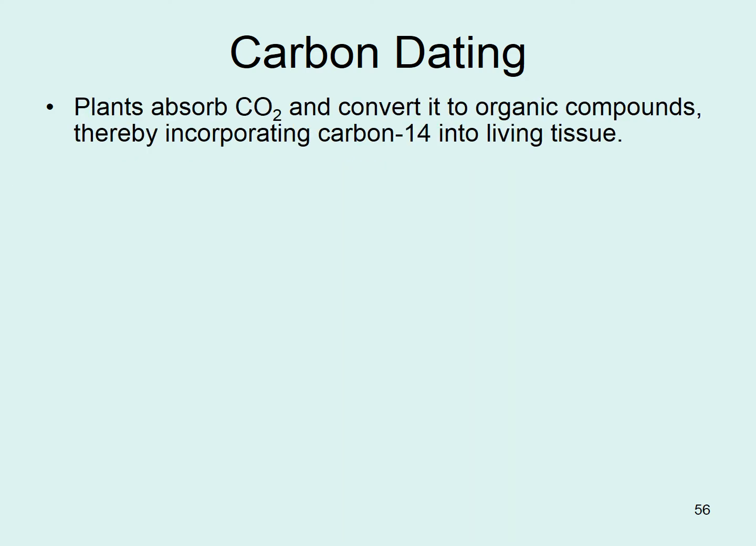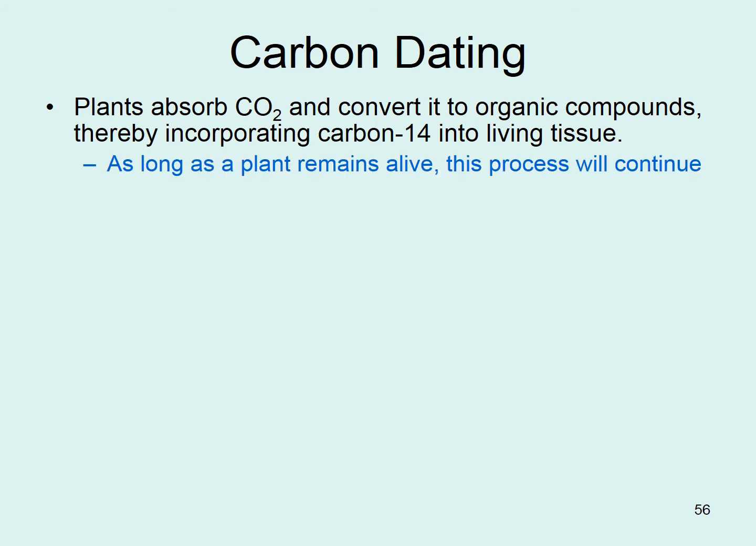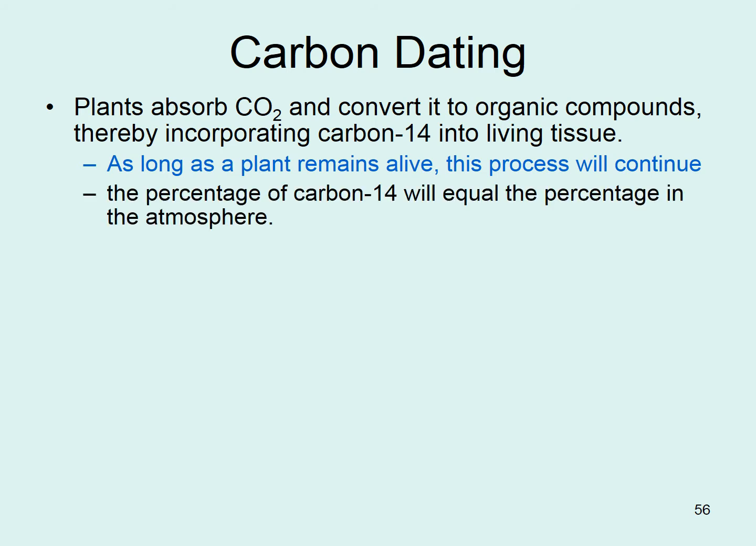So how does carbon dating work? Well, plants continually absorb CO2 and convert it into their organic material. I'm just using a plant like a tree as an example, but the idea is that as long as it's living, it is incorporating CO2 into the living tissue. And as long as the plant remains alive, this process continues. And so the percent of carbon-14 in the living tissue is the same as the percentage in the atmosphere, which we said was about 15 disintegrations per minute.